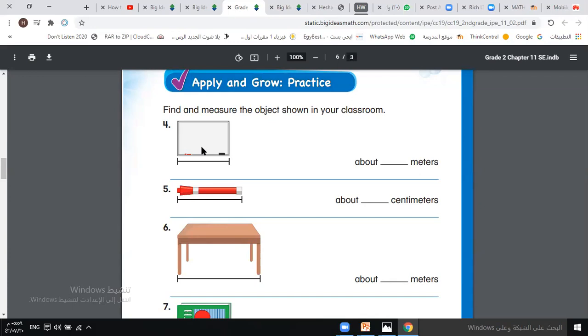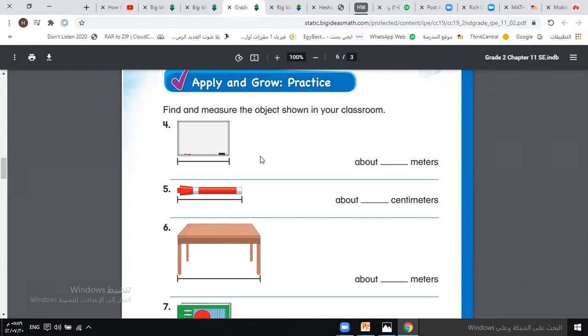So our smart board in your classroom equals about how many meters? Sorry, not centimeters, meters, because it's long. So we'll measure it by meters. About how many meters? Abdurrahman, close your cam. Don't open your cam again, okay?